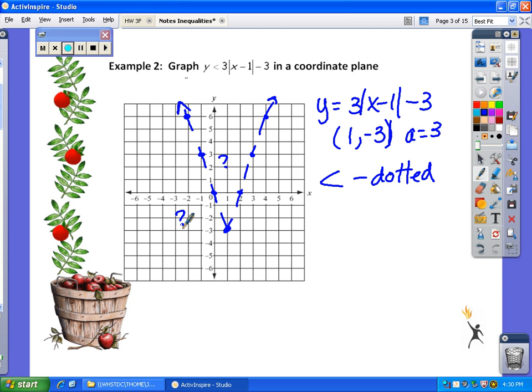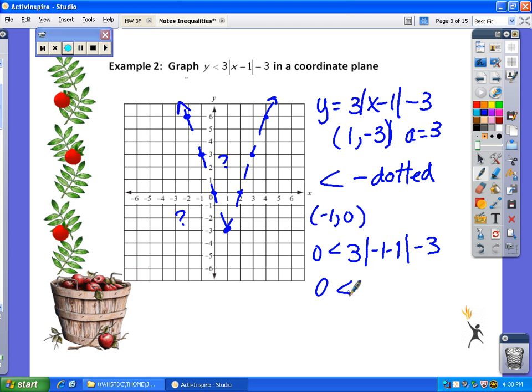Alright, pick a point. Now we can't use 0, 0 this time because 0, 0 is on our graph, so we need to pick another point. So we could pick 1, 0, we could pick -1, 0. It's just a matter of choice. Since I'm predicting that I'm going to shade on the outside, I'm going to check -1, 0. Like I said, it doesn't matter what point you pick as long as it's not on your graph. Alright, plug it in. So I'm putting -1 in for x, 0 in for y.